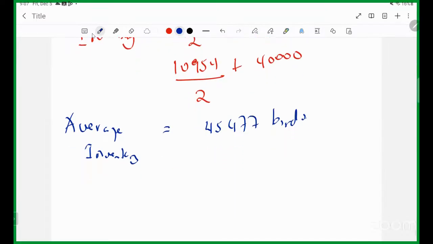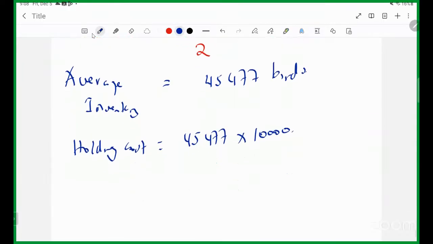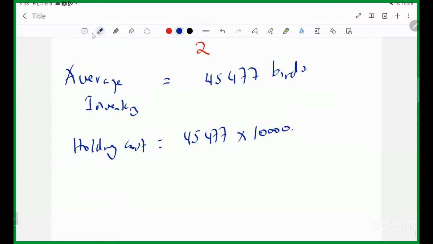Now you just get the holding cost. Total holding cost is going to be equal to 45,477 birds times the 10,000, which is the holding cost per bird. And what is our total holding cost?